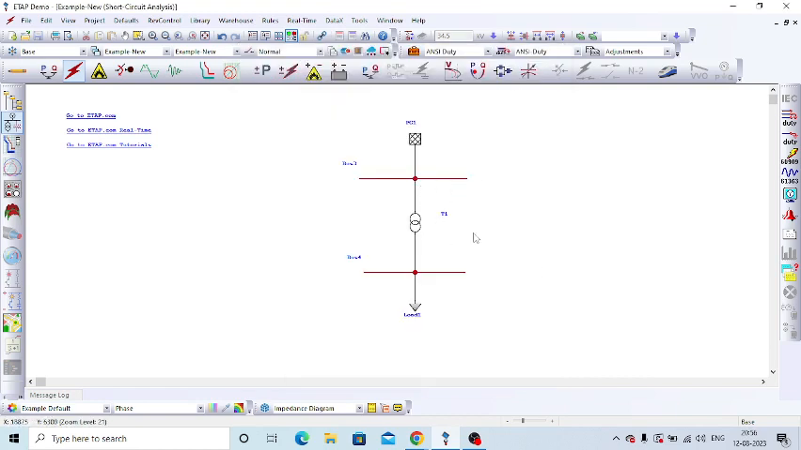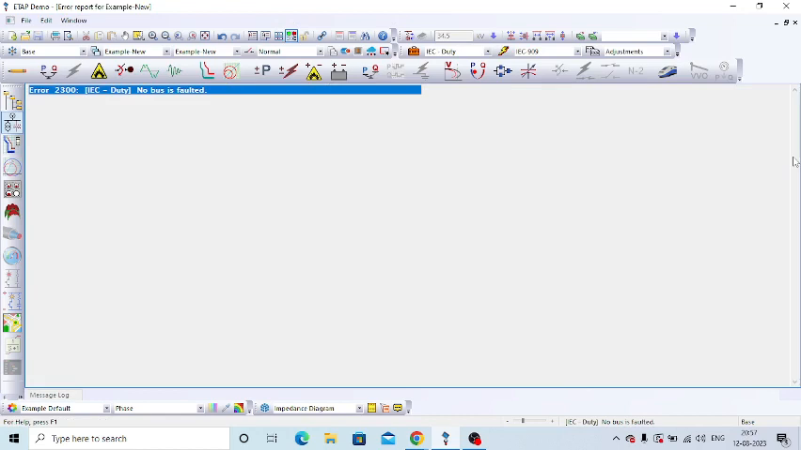Now I selected the two buses. Okay, so just run IEC 60909. No bus is faulted.